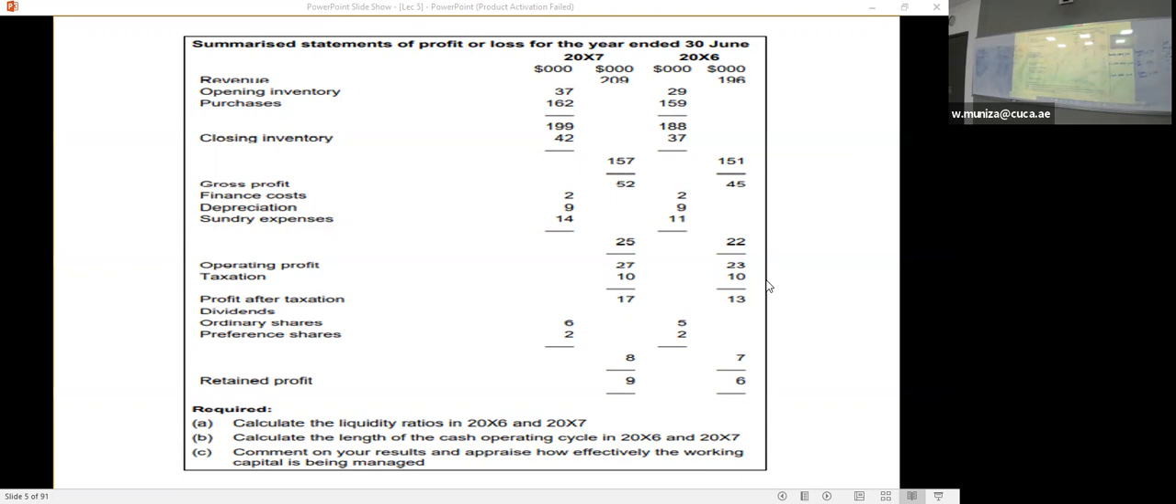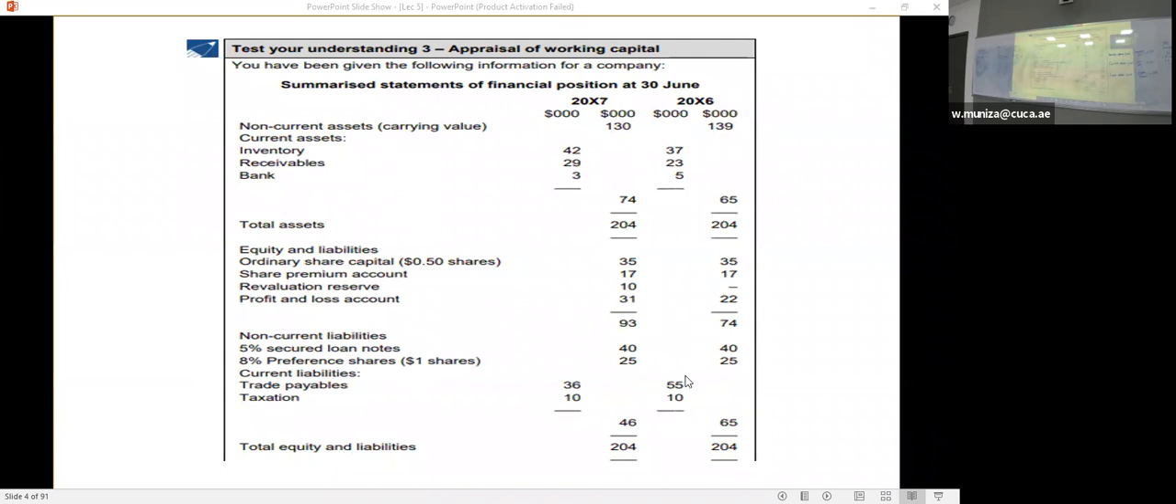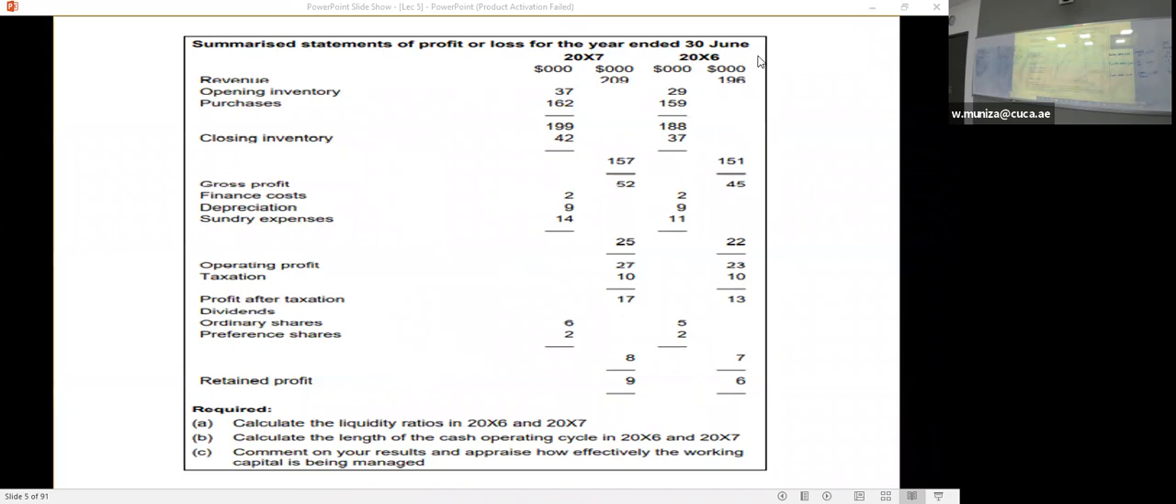Now we are going to calculate the payables collection period. So what are the payables for 2007, students? You are going to take 55 and 36. And now we are going to see the purchases. How much purchases are there? If they had not given us purchases, we might have taken the cost of sales only. The purchases for 2007 are 162, and the purchases for 2006 are 159.